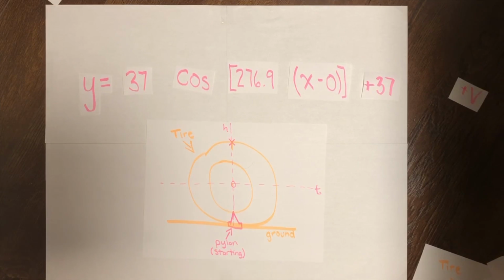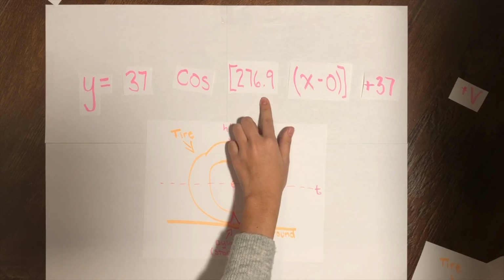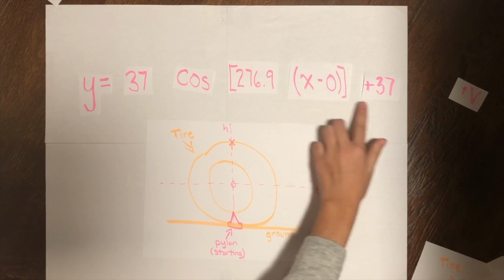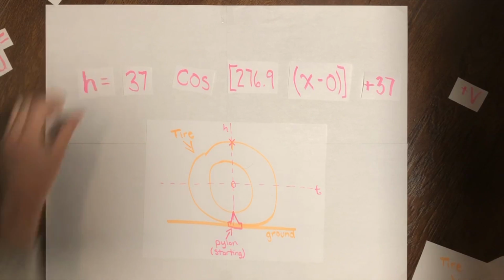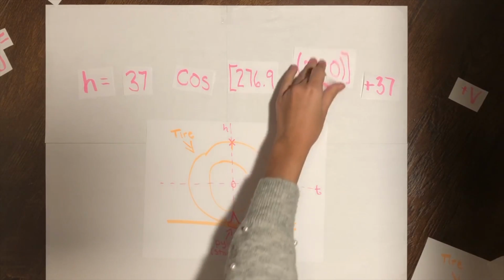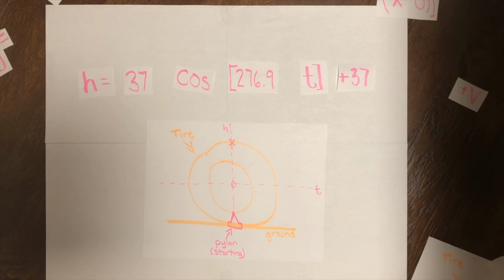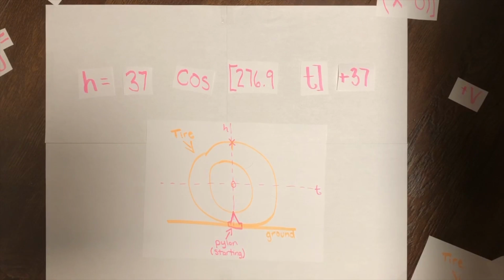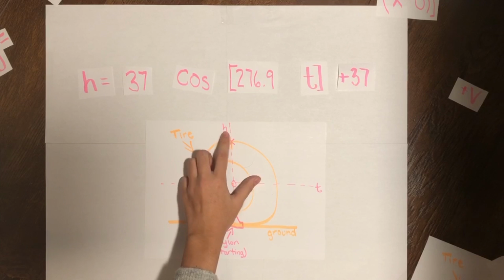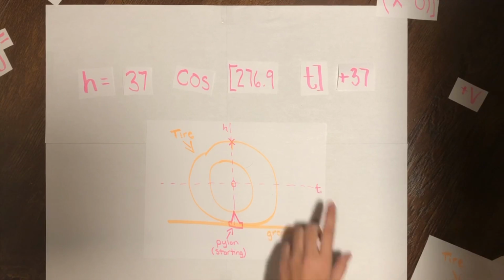Okay, let's put all our values together into an equation. That gives us y equals 37 cos 276.9 times (x minus 0) plus 37, which can be simplified to h equals 37 cos 276.9t plus 37. And as you can see, we're using the variables h and t instead of y and x. This is because in our case, our y-axis is actually the height of the chalk mark in centimeters, and our x-axis is the time in seconds.